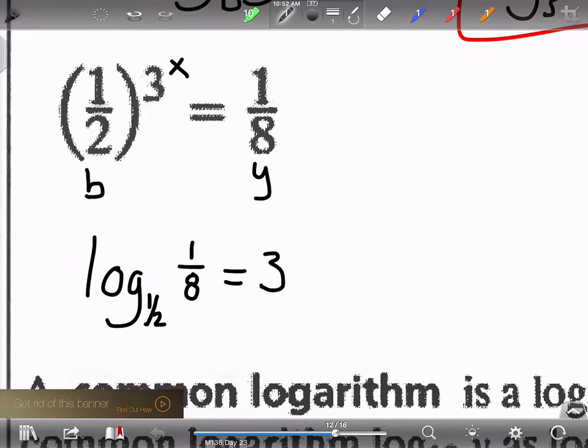All we were asked to do is rewrite them. So the exponent's always going to be the number that's by itself.